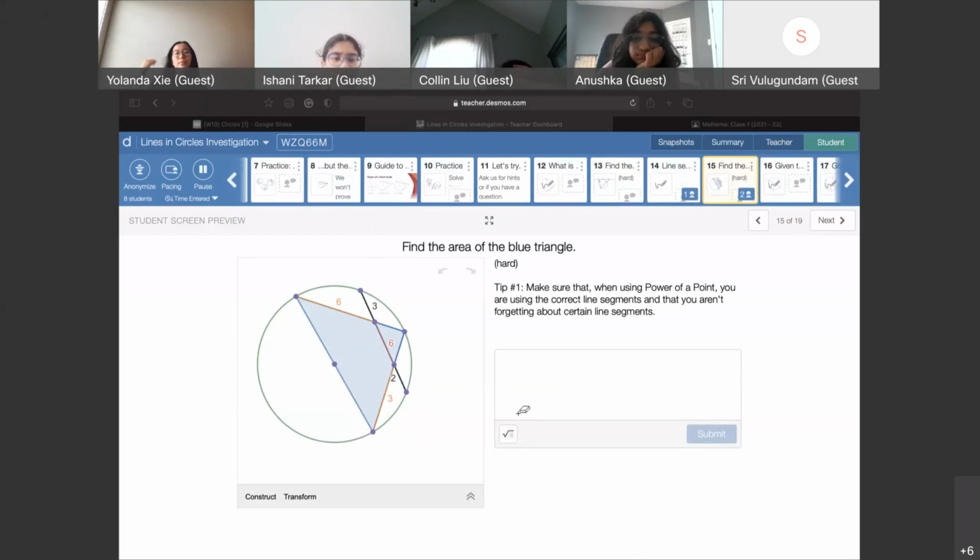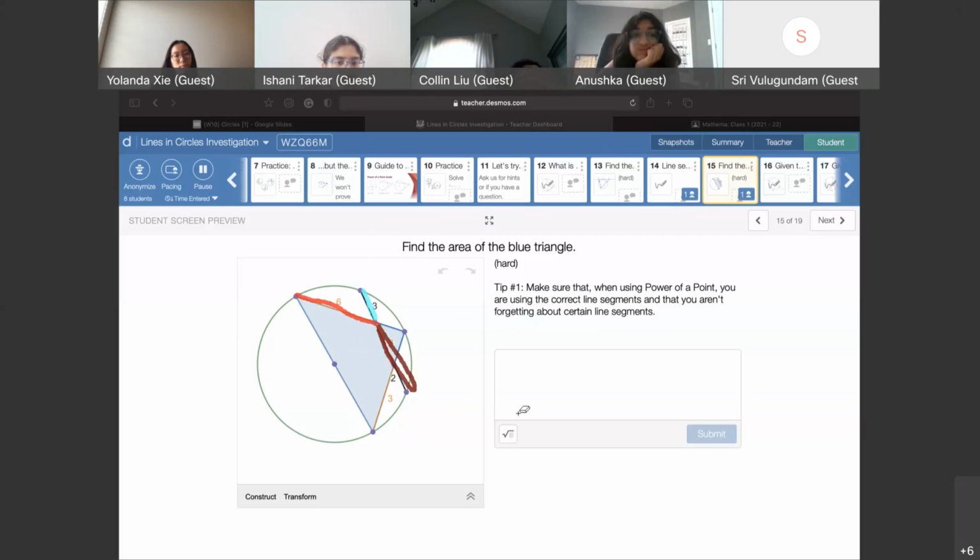Sure. Okay, so we have power of a point. We have a point inside the circle, and we have chords, right? So we can multiply that. Let me use a. We can multiply this whole length by this length, and then we can multiply 6 times our unknown value over here.